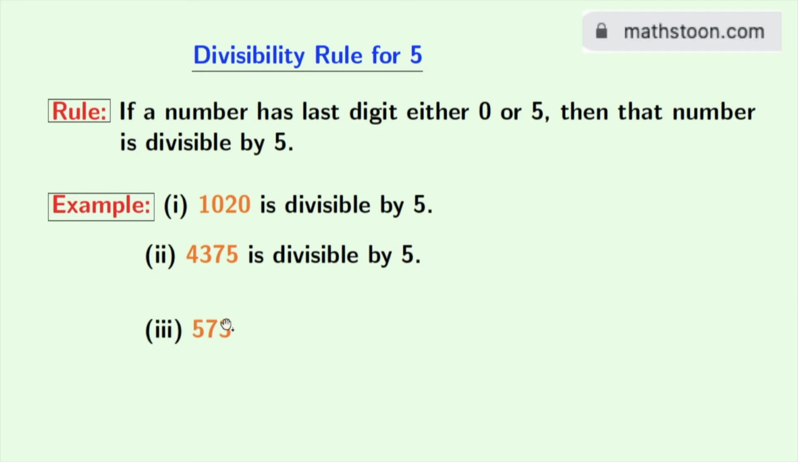Now we will take 573. See that the last digit is 3, which is neither 0 nor 5. So, according to this rule, this number will not be divisible by 5.